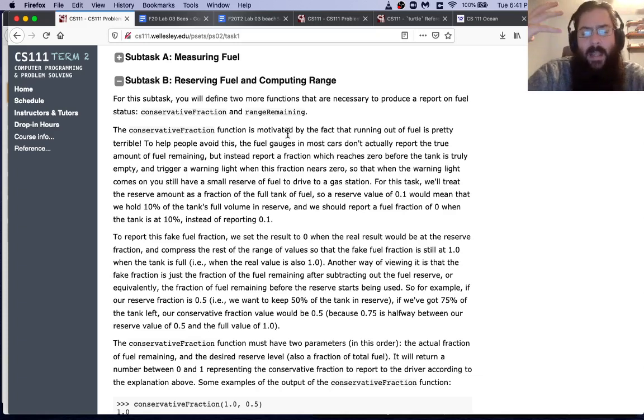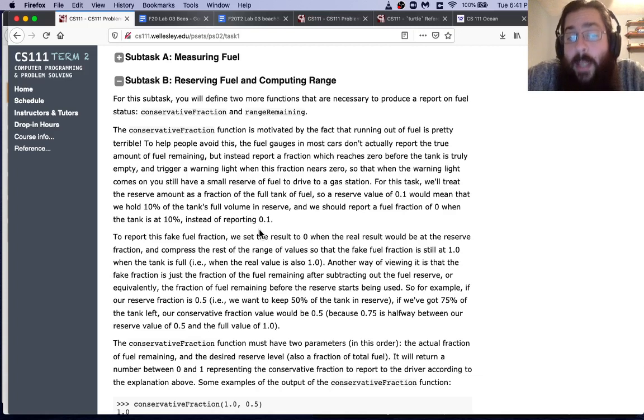Another way of thinking about that is that 75% is halfway between a 100% full tank and the 50% reserve value. So we want to know how far between the reserve threshold and the full tank you are, instead of how far you are between 0 and a full tank.